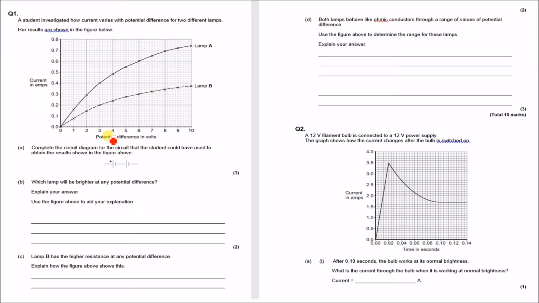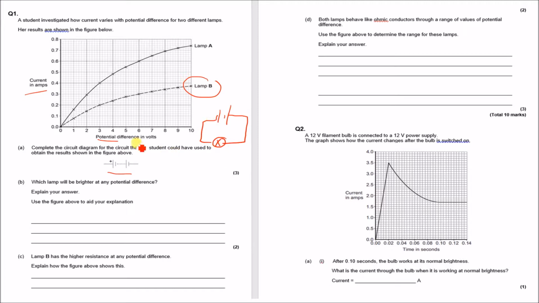Right, so in this first question, it's asking us to complete the circuit diagram for the circuit that the student could have used to obtain the results shown in the diagram above. So clearly we've got something where the current and potential difference is varying, and we need to put a lamp into the circuit, and we need something that measures the current and measures the voltage as well. So using this battery, we're going to have a battery like so, and we need to have a lamp like so, and then we need to think about our measurements.